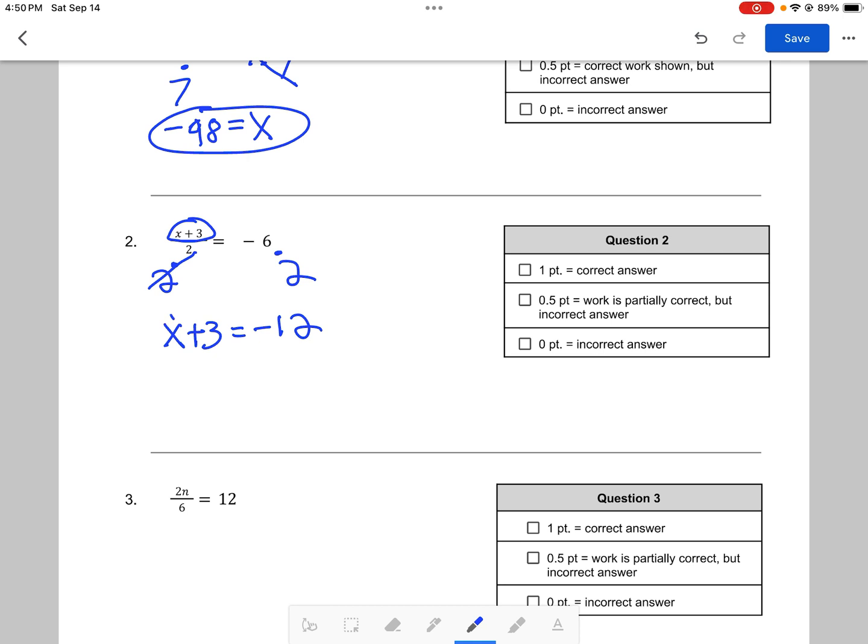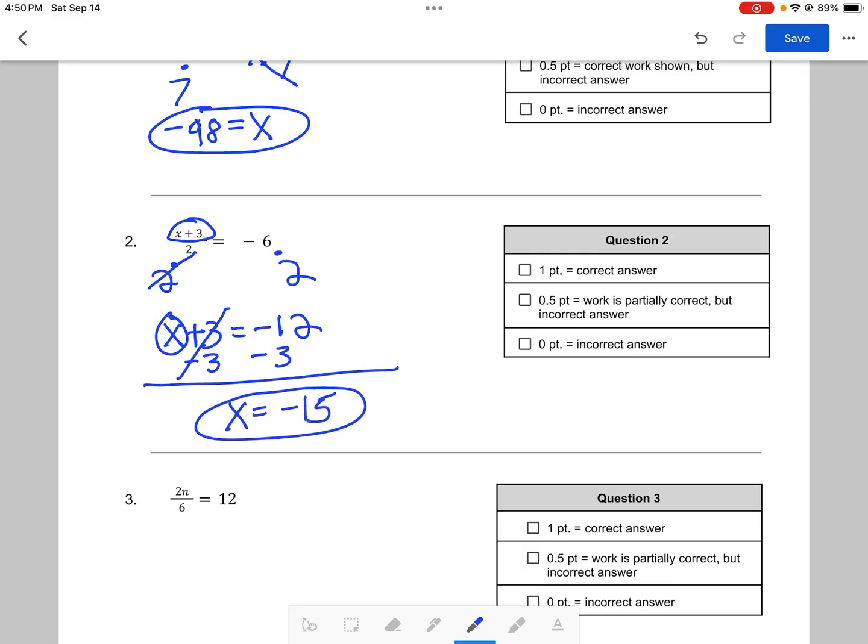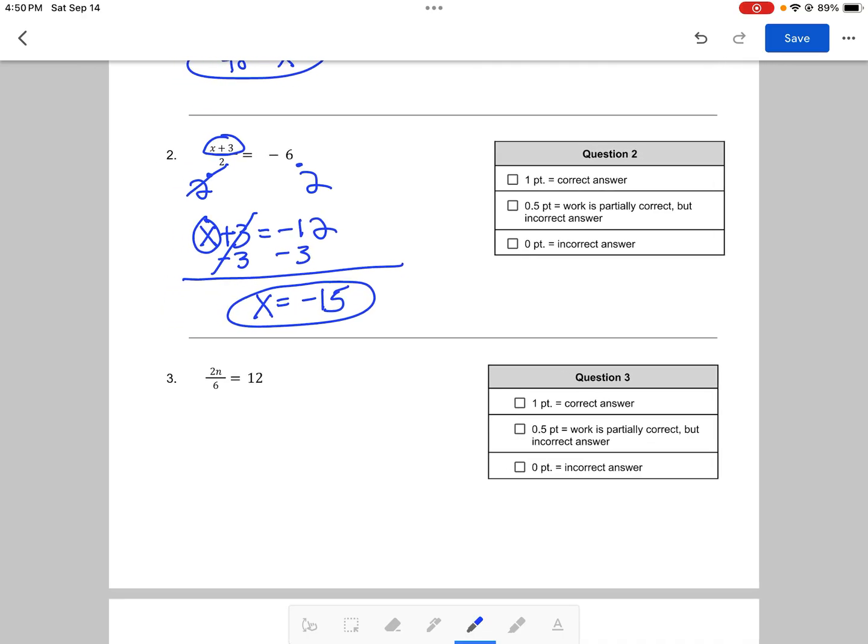Now I need to get x by itself, so I need to do the opposite. Again, the opposite of addition is subtraction. 3 minus 3 is 0, that cancels. If I do it on the left, I must do it on the right. Negative 12 minus 3 is negative 15. And friends, now that we can use a calculator, make sure you're using your calculator so we don't miss those silly errors, especially with our negatives.